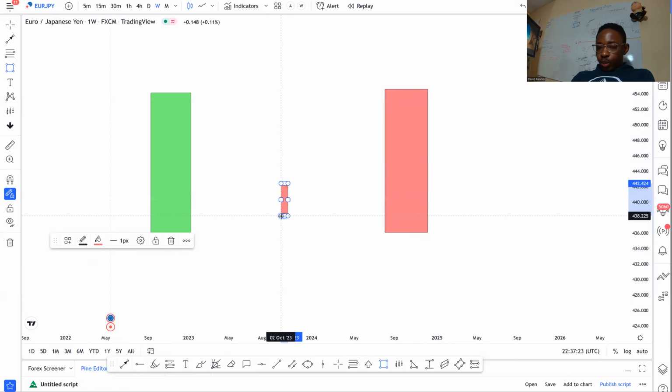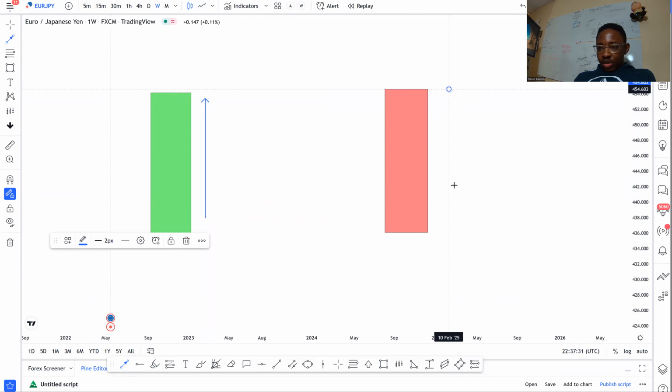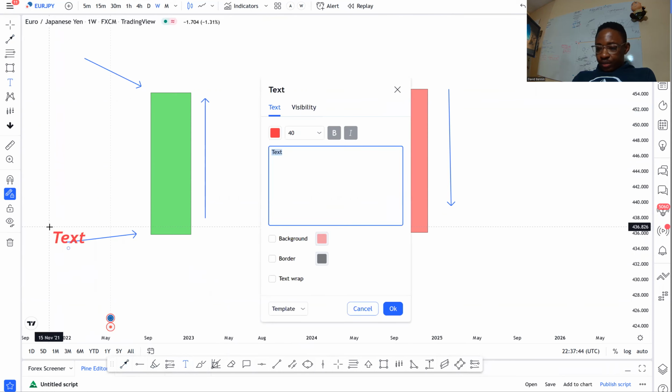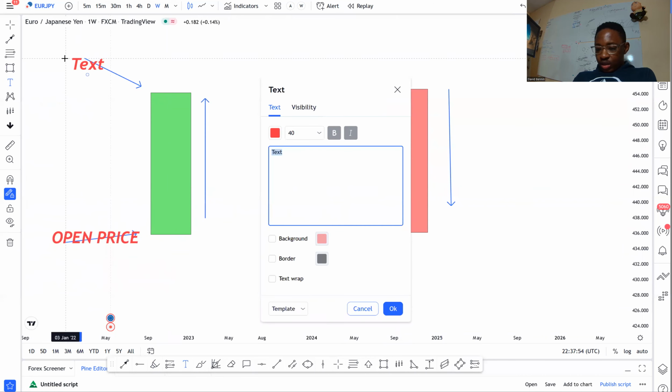So when it's going up, if we are saying that the bull team is going up and the bear team is coming down, it means we started from down here and then we finish up here. Where we start from is called the open price. And where we end is called the close price.